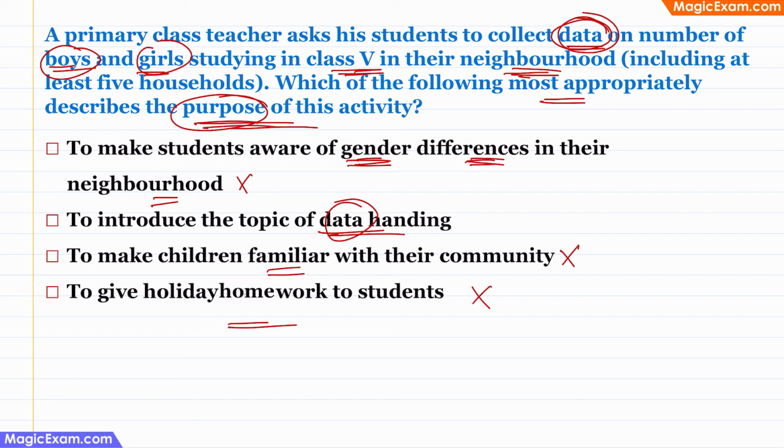So now here, to introduce the topic of data handling, because first students will collect this data, and then they will add the data from different houses to arrive at a sum total, and you can teach them how to analyze the data or how to use the data to get some information out of it. So you are introducing the concept of data handling by first asking children to collect some data. So option 2 is the best answer.